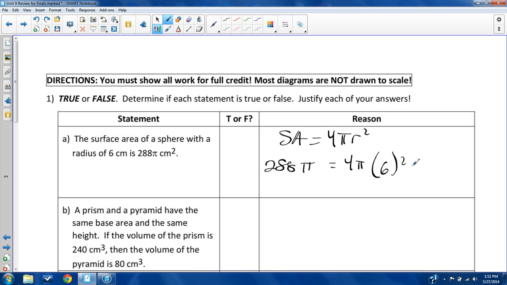6 squared is 36. 36 times 4, you'll get 144. So 144 pi equals 288 pi? No, that is false. It's half as much, but it does not equal it.